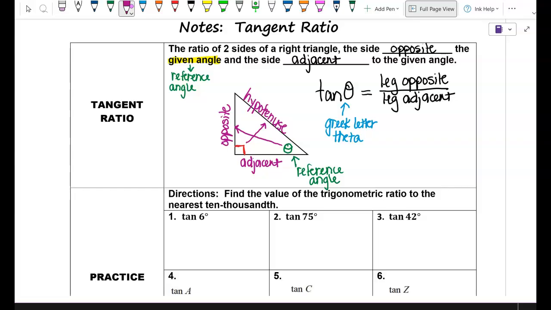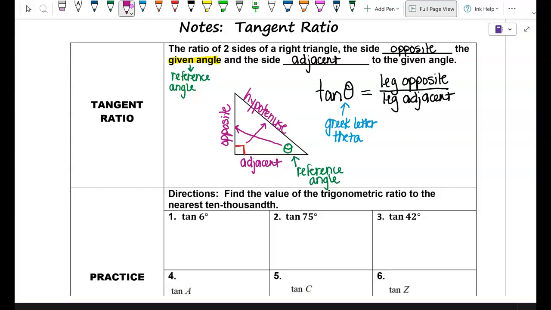And it's very important that we understand that hypotenuse is not involved in the opposite or the adjacent. Hypotenuse already has a name. It's the hypotenuse. So we have to understand, where is that reference angle? What is across from it? That represents my opposite. And what is next to it? That represents my adjacent. So that's where that ratio comes in.